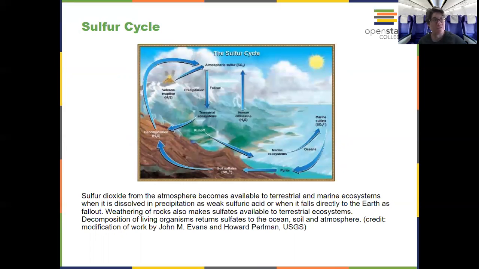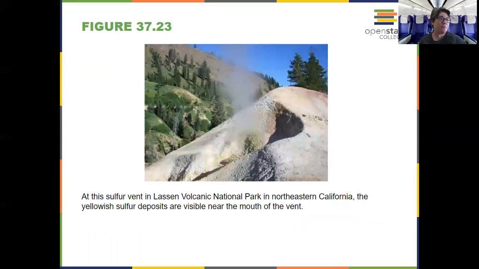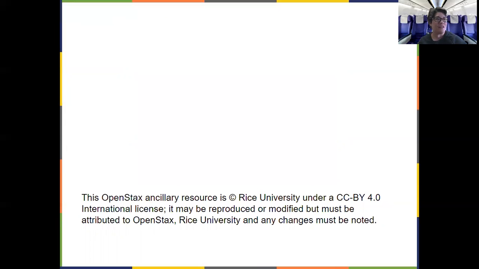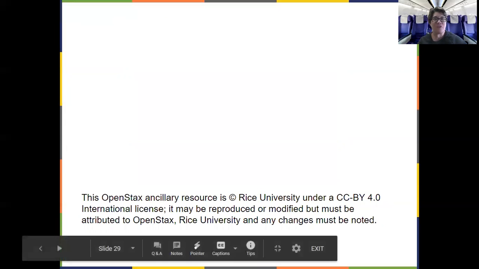The sulfur cycle is another one. You can see the same thing here, that we see sulfur moving through the atmosphere. Human emissions and acid rain can actually be from sulfur, from sulfuric acid, but it can spend some time in rocks and in living things as well. This is a sulfur vent from Lassen Volcanic Park in California. We also have some sulfur activity at Yellowstone as well. All right, so that is chapter 37.